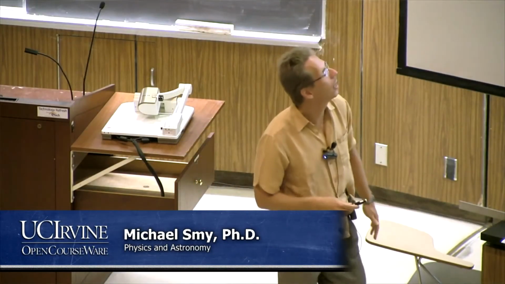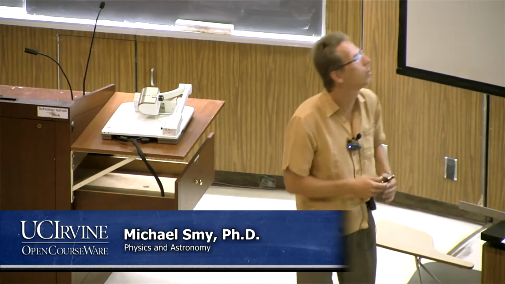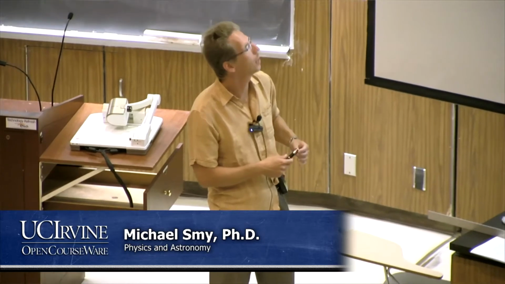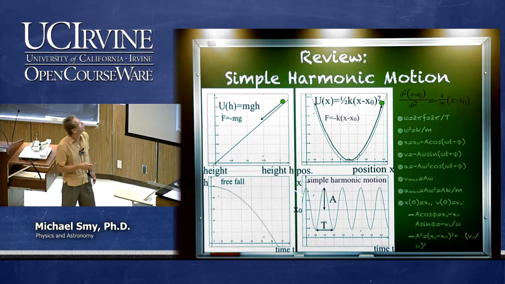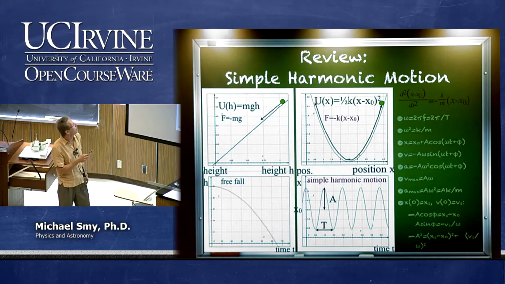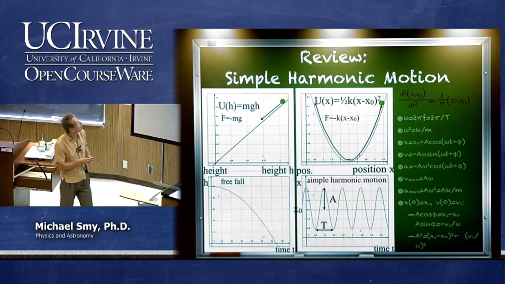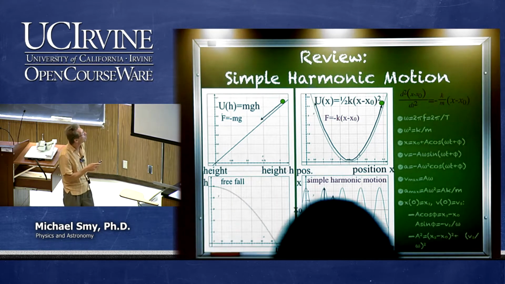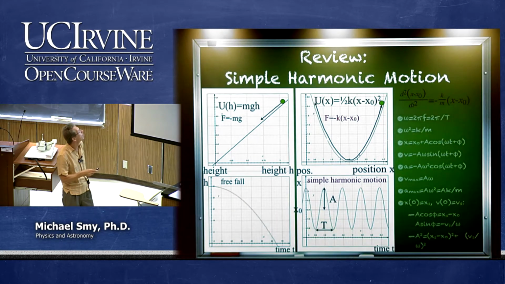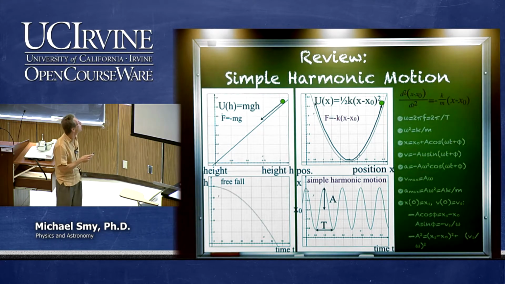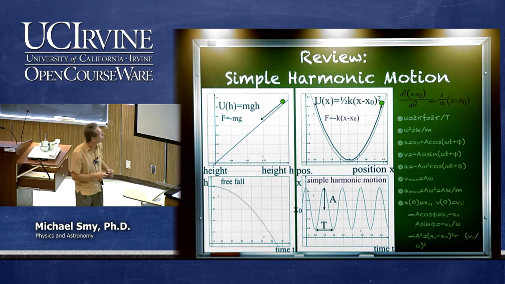Welcome back. I'm going to start with reviewing what we covered at the last lecture. So we were comparing the simple harmonic motion to a free-fall motion. And I introduced the potential, which is quadratic for simple harmonic motion, and it is linear for the free-fall motion.